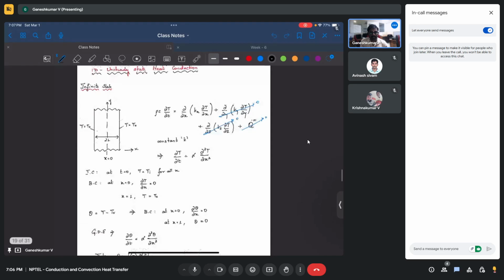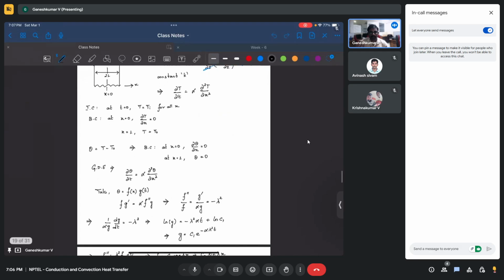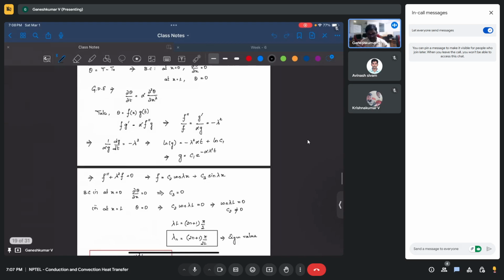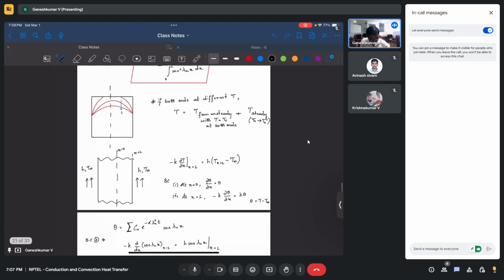One of the methods that we studied is separation of variables. We say that the temperature field is nothing but the multiplication of two functions, where one is a function of x and the other is a function of time, because we have two independent variables, x and t. So we decompose it like this. Then if we try to solve it, we end up with an eigenvalue problem. We go through a lot of mathematical steps, and then finally we arrive at the solution.